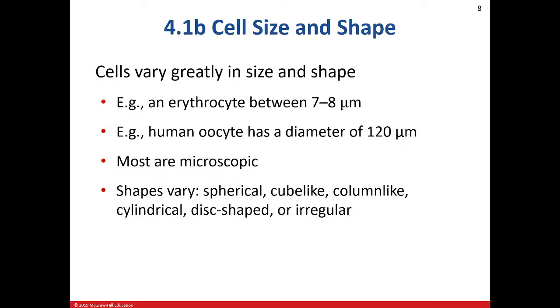So cells will vary greatly in their size and shape. For example, a red blood cell is between 7 and 8 micrometers, while the human egg cell has a diameter of 120 micrometers. Most are going to be microscopic, meaning you need a microscope to see them, and their shapes will vary. You can have spherical cells like the egg, you can have cube-like cells, column-like cells, you can have cylindrical cells like muscle. You can have disc-shaped cells or cells that have an irregular shape like sperm.